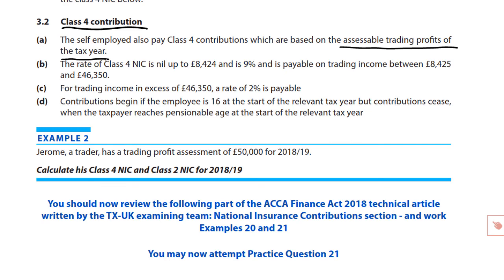And what we have here is, as we've just seen, the same threshold where up to 8,424 there is nil to pay, but then a main rate of 9% between 8,425 and 46,350. So above 8,424 up to 46,350, we've got our main rate of 9%. For trading income in excess of 46,350, just as it was for the employee, we revert to a lower rate of 2%. Again, same idea.